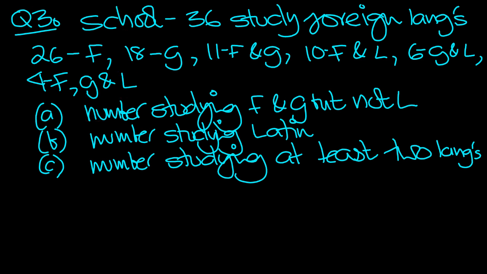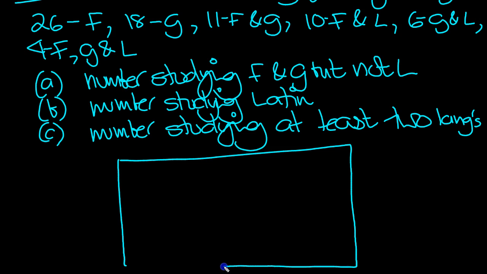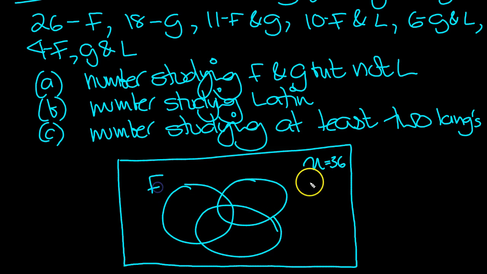So I've summarized the question here. So we need to draw a Venn diagram, don't we? There's 36 students in this foreign language school, and they're all studying foreign languages. So there aren't any students not studying a language. So here's our Venn diagram with our universal set, and there's 36 students in that universal set. Here's the French, here's the German, here's the Latin. Circles, they overlap because students can study either one or more of these languages. Now let's fill in the information then.